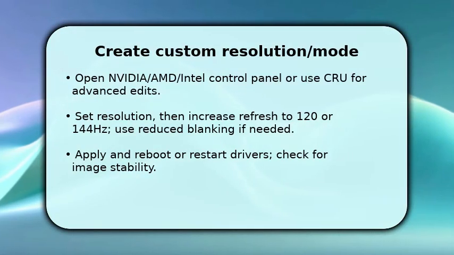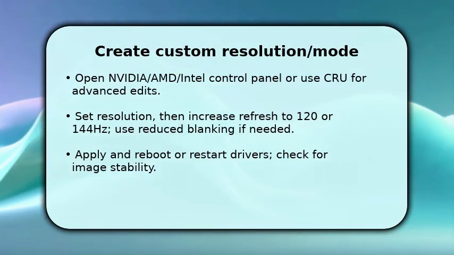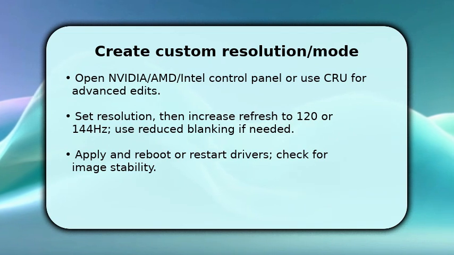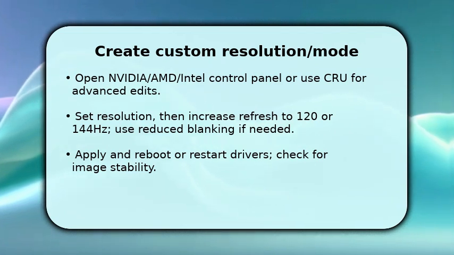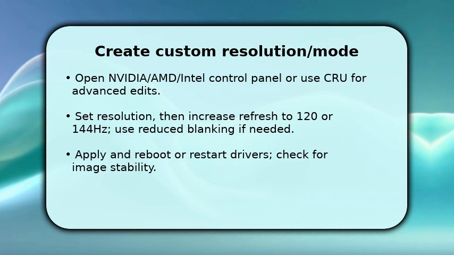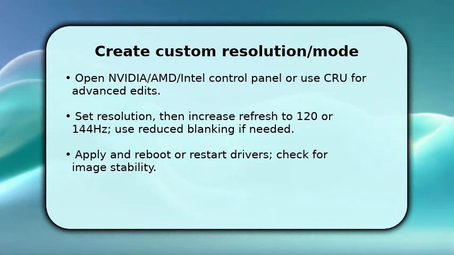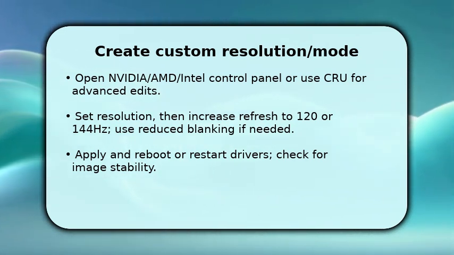Now you'll create the higher refresh mode. In the GPU control panel, choose Custom Resolution or use CRU for deeper edits. This lets you raise refresh to 120 or 144 Hz. When available, select Reduced Blanking to lower pixel clock and stay within cable limits.